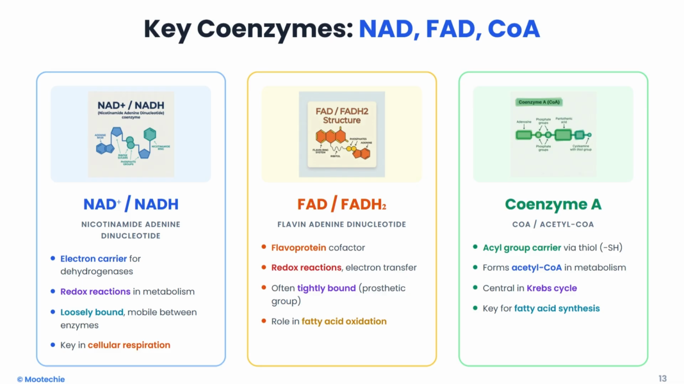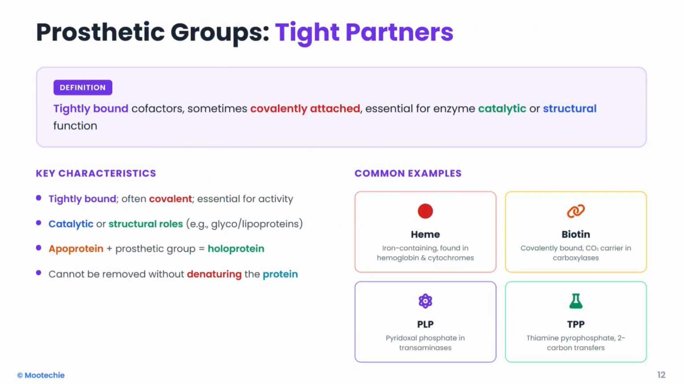This slide repeats the detailed information on prosthetic groups, tight partners, covering the same definition, key characteristics, and common examples like heme, biotin, PLP, and TPP, as explained previously.